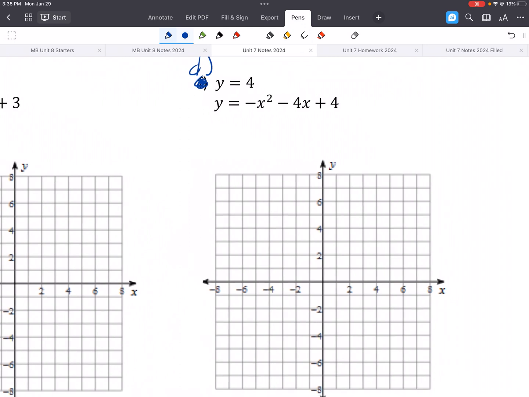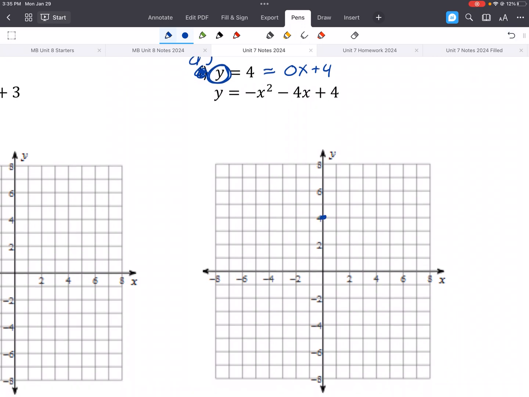Again, linear equations don't have the exponent, so this is our linear equation. Again, we can make it look like mx plus b. You just have to figure out, is the 4 the slope or is 4 your constant, your y-intercept? So here the 4 is our y-intercept, and the slope is 0. So slope of 0 is like a horizontal line at the y-intercept of 4. So it should look something like this.